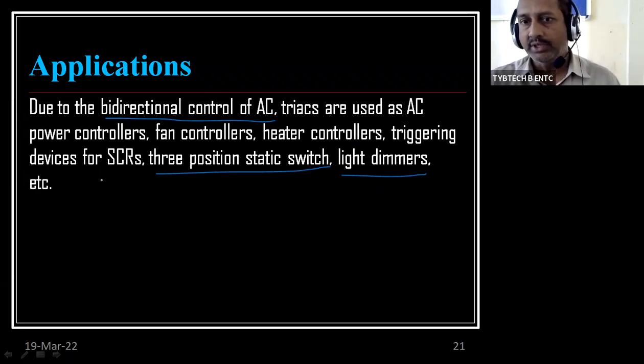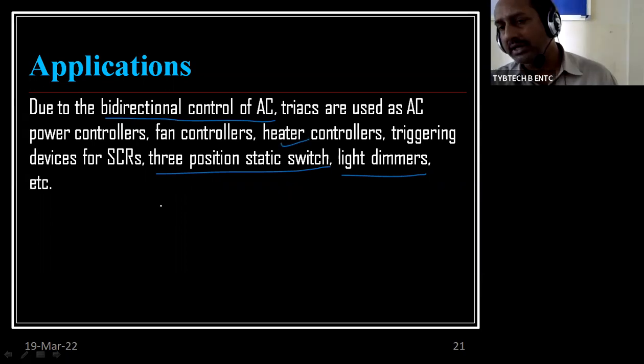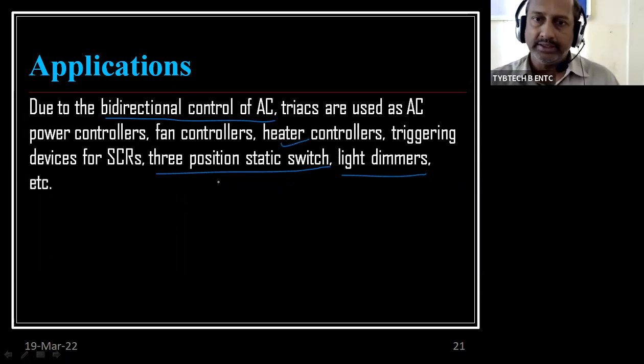We are not going to see the concept of the light dimmer and fan controller. We will see the heater controller. But many other applications are there that you can search on Google, and you will get the circuit diagram and working in detail, how it controls these electrical appliances. Why electrical appliances? Because electrical appliances work on AC. So that's why we are insisting on it. Okay, so this is all about the triac.